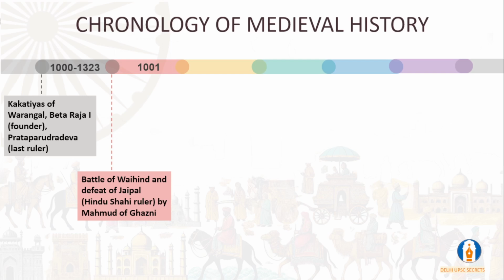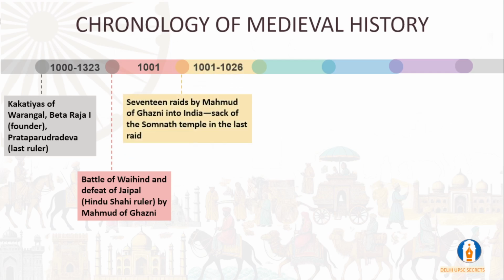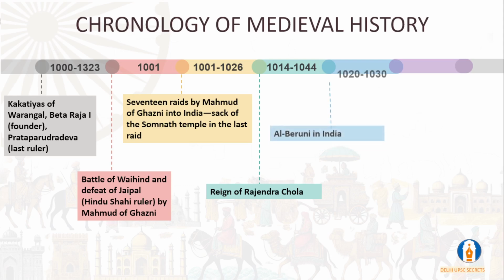Moving forward, in 1001, we see the Battle of Vaihind and the defeat of Jaipal by Muhammad of Ghazni. As I told you, in 1000 AD he started invading India. 1001 to 1026 AD, you see 17 raids by Muhammad of Ghazni into India, and one of the important things to be noted is that the so-called Somnath temple was looted by him. Then 1014 to 1044 AD is the reign of Rajendra Chola. Rajaraja and Rajendra are both the most prominent Chola rulers we have.